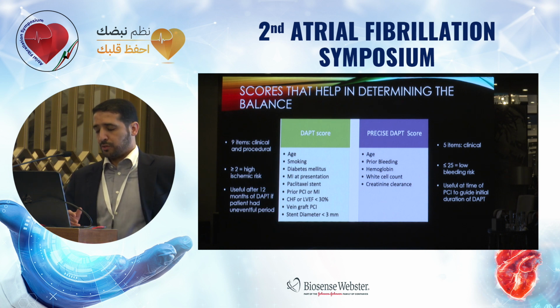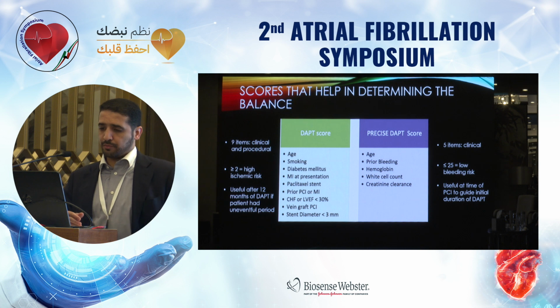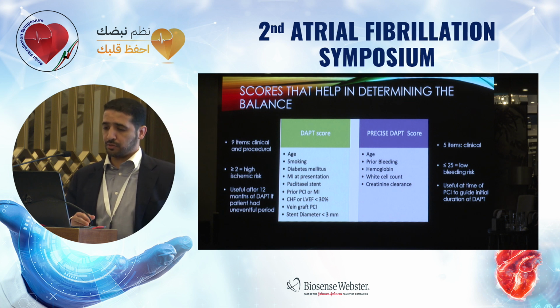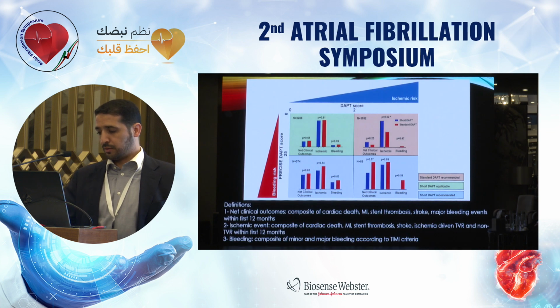For patients on dual antiplatelet therapy, if you want to decide between a prolonged duration or a shorter duration, you have to think about 2 scores: the DAPT score and the PRECISE-DAPT score. The DAPT score has 9 items, clinical and procedural. If the score is higher than 2, the patient is at higher ischemic risk. The PRECISE-DAPT score is for bleeding risk. It has 5 items, and if the score is less than 25, the risk of bleeding is low.